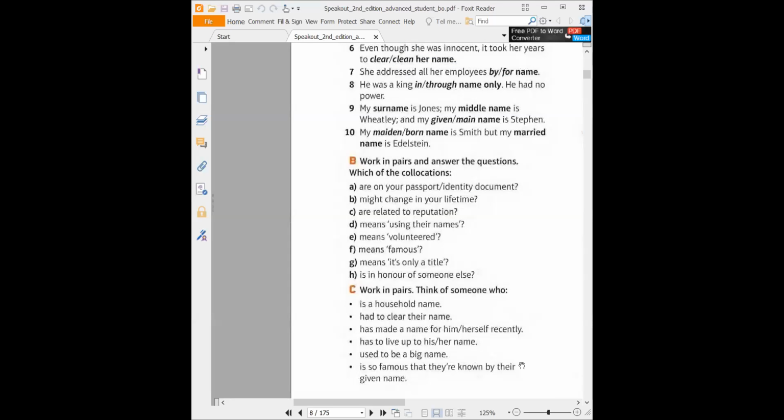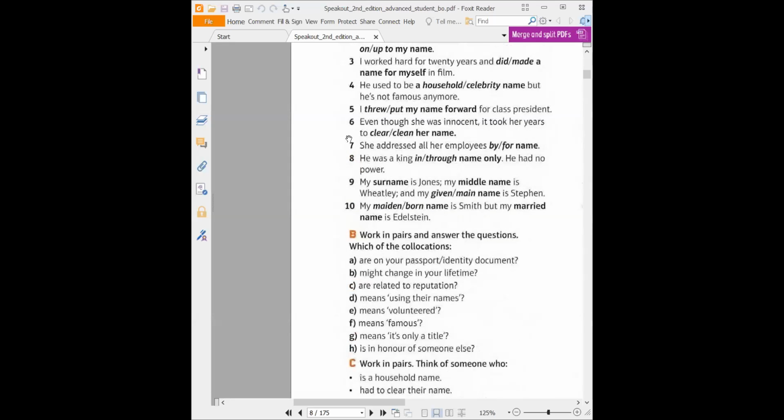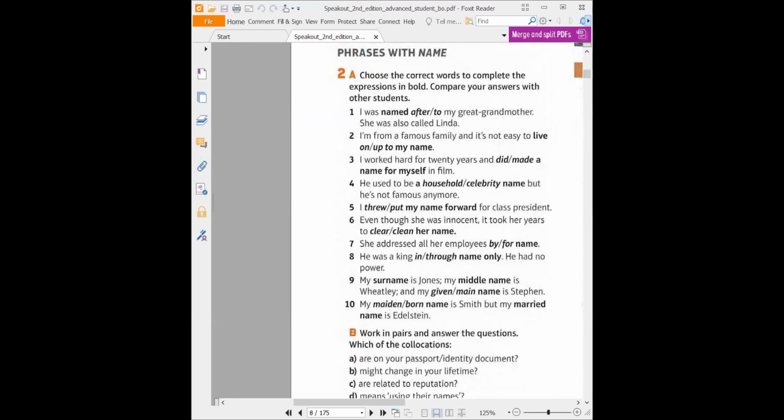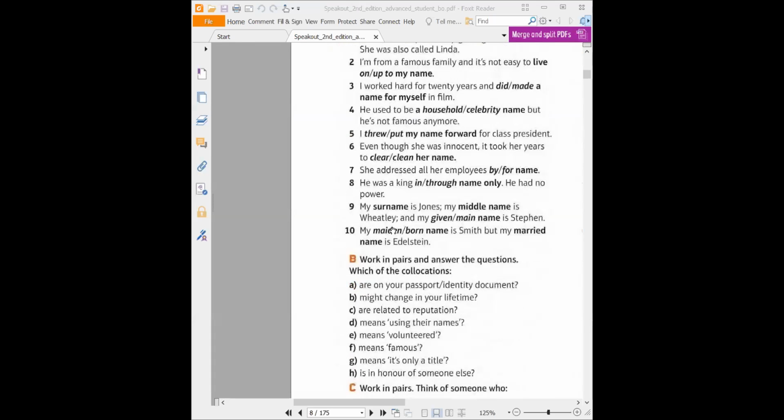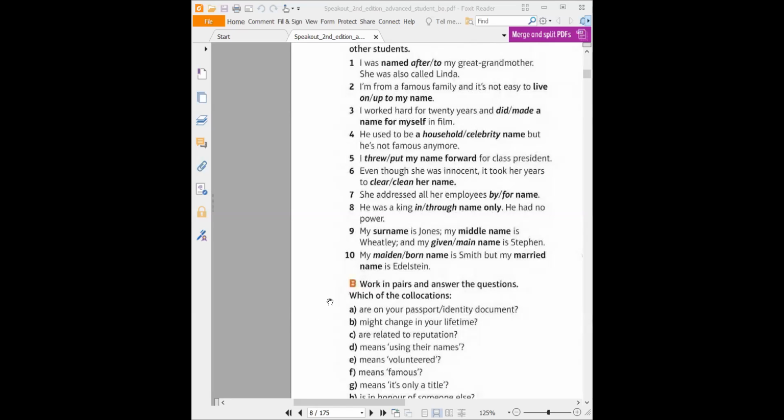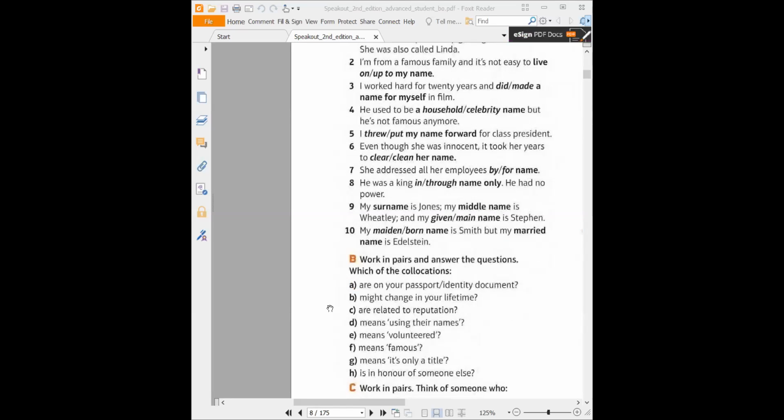Surname, middle name, given name, maiden name, married name, and yeah, those. So if you would take just a few seconds and look at them and try to answer them according to what we read, with the questions 1 to 10. Can you see them clearly on the screen? Yes. Great. Take a few seconds to work on them.